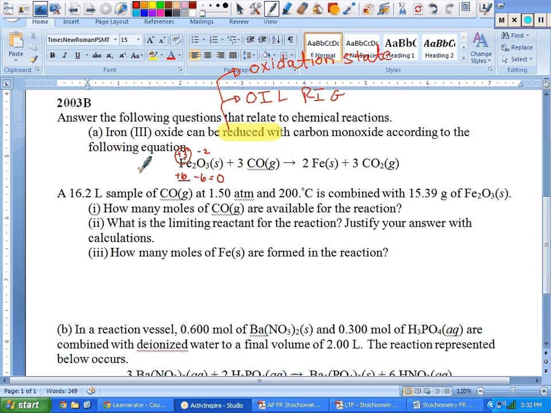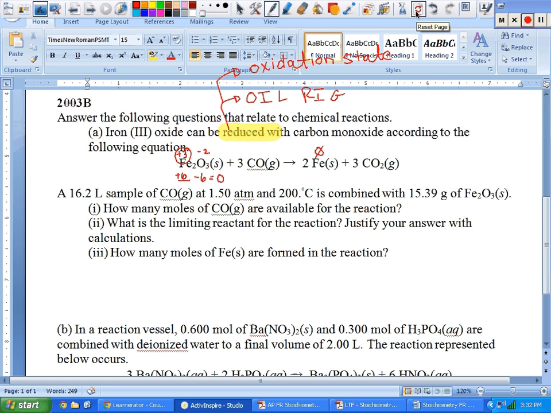What is the oxidation state of something by itself? Pure 0. So do you agree that iron was reduced? Yeah. What did it go from and to? 3 plus to 0. That's reduced. That's a fact of chemistry. Okay? Just want to throw that at you. So then they give you the reaction. Good job. It's balanced. We don't have to do anything with it.